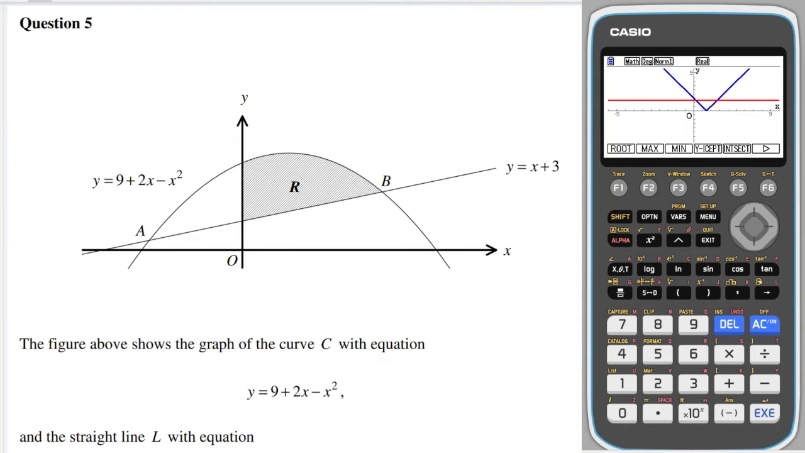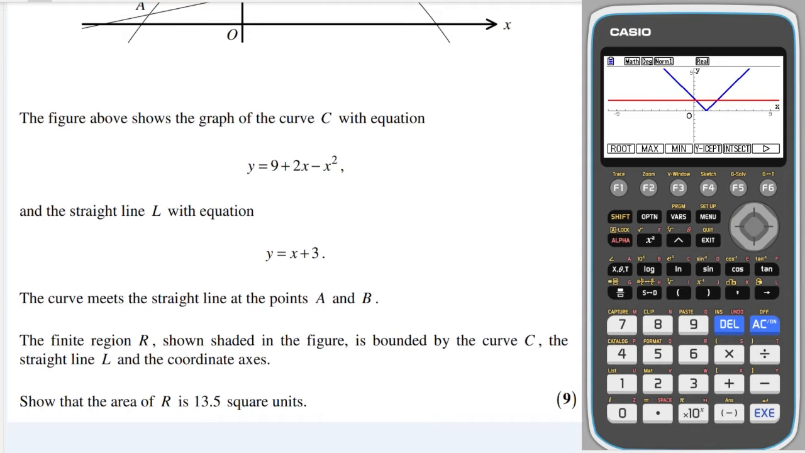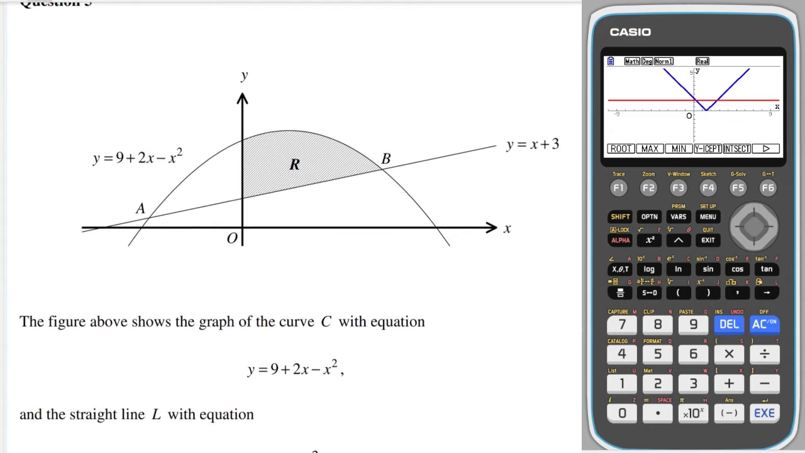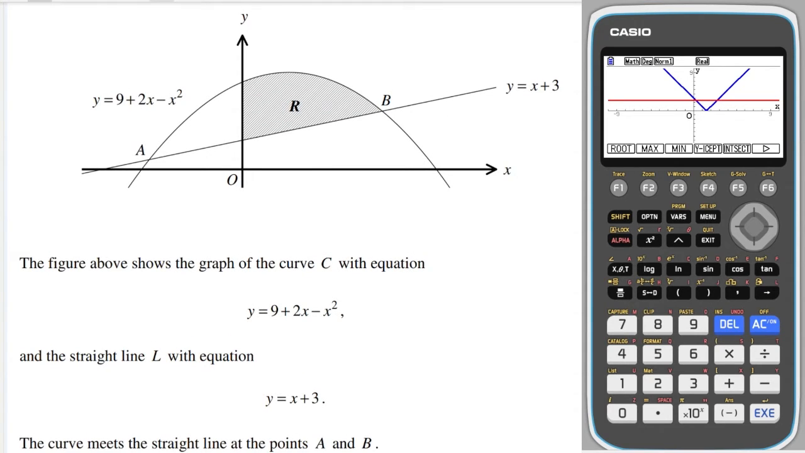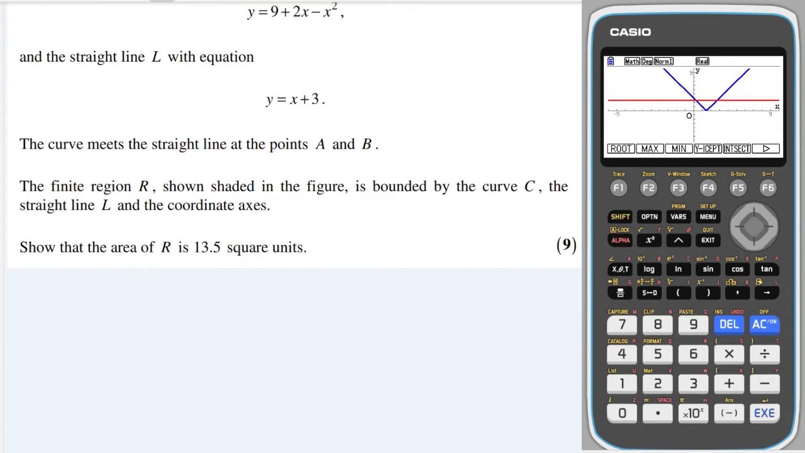Question 5, we've got a curve and we've got a straight line. It gives you the curve, gives you the straight line. It says the curve meets the straight line at the points A and B, and the region R is shaded, bounded by the curve, and then just find the region basically. Okay. So first things first, we need to find the points A and B, and they happen when they intersect. So we're going to do a simultaneous equation whereby the curve is equal to the straight line.